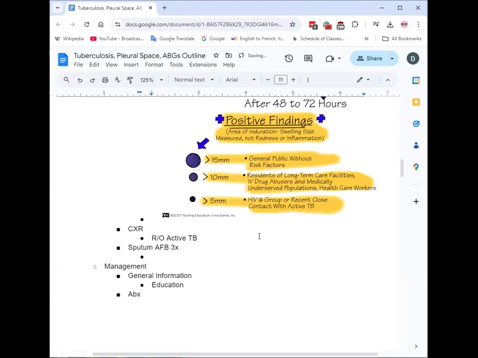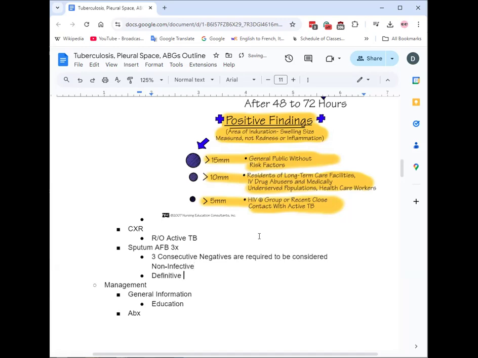And when are they considered non-infective? You need to have 3 consecutive negatives to be considered non-infective, and this is the definitive test. Any positive result equals infective. Consider contagious.